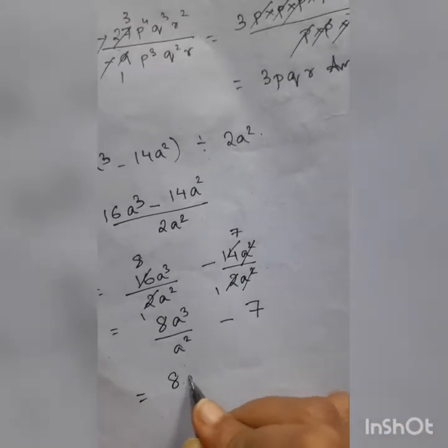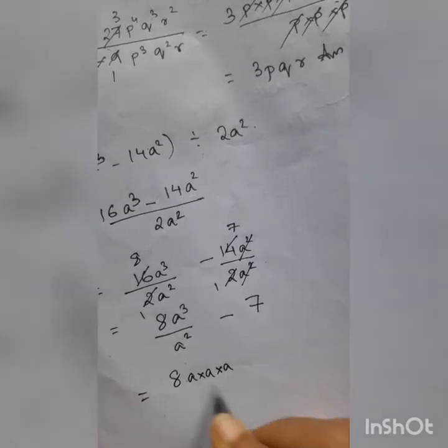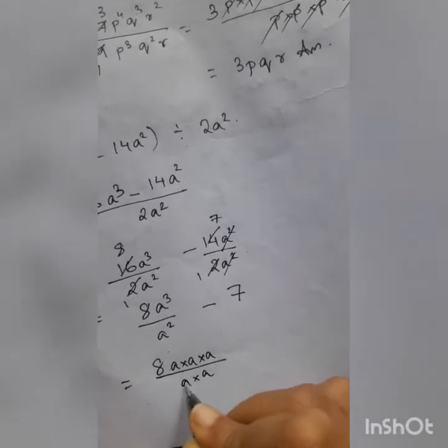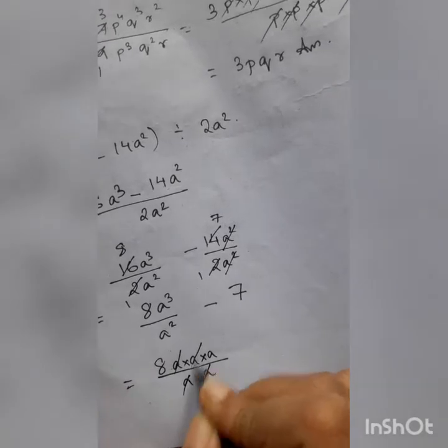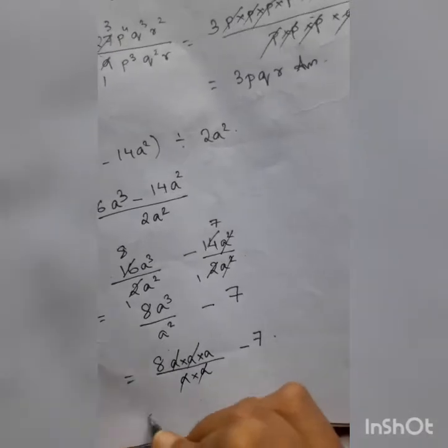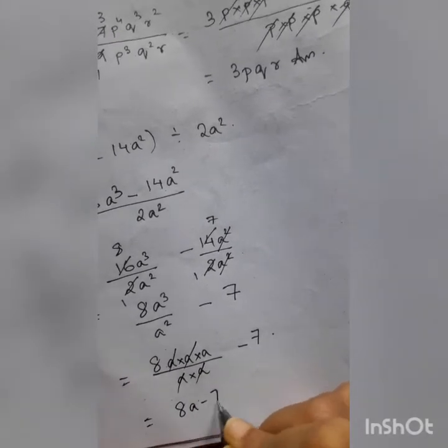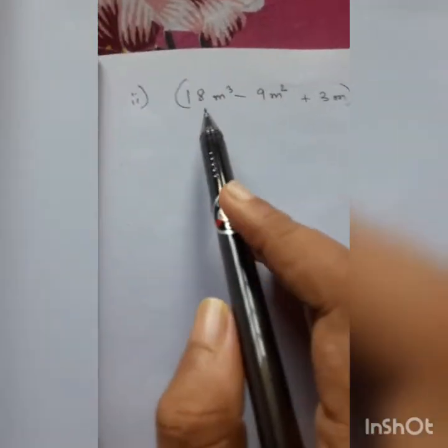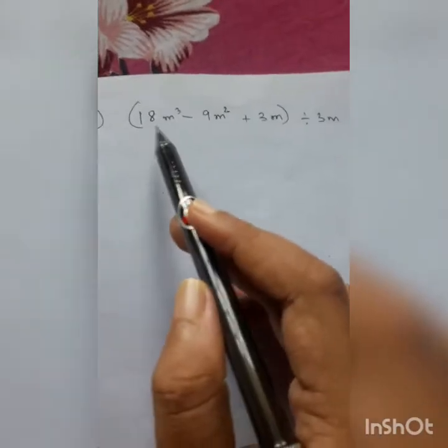So a cube means a into a into a, and a square means a into a. So a and a will cancel, a and a will cancel, minus 7. So 8a minus 7. This is your answer. Alright children. In part 2, we have a monomial dividing a trinomial.